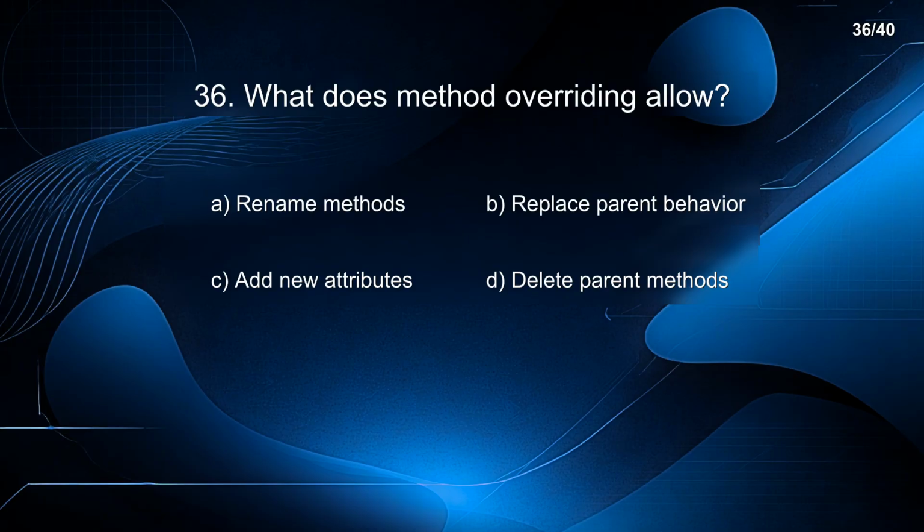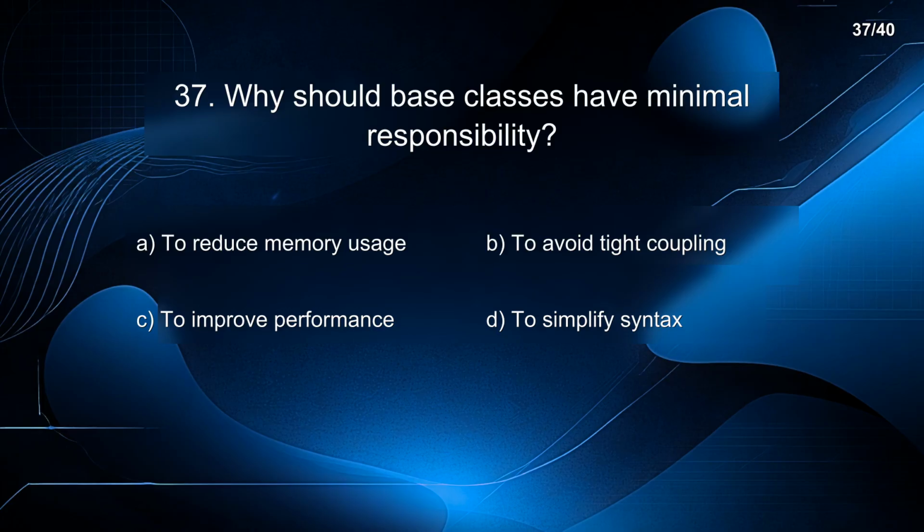Correct answer is B. Replace parent behavior. 37th question. Why should base classes have minimal responsibility? A. To reduce memory usage. B. To avoid tight coupling. C. To improve performance. D. To simplify syntax.